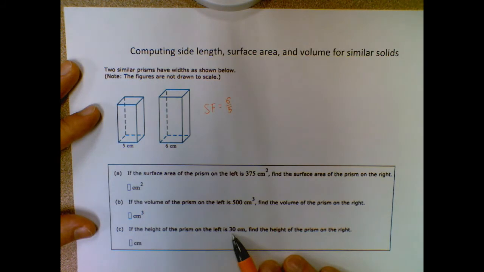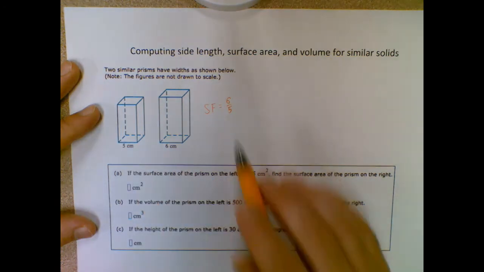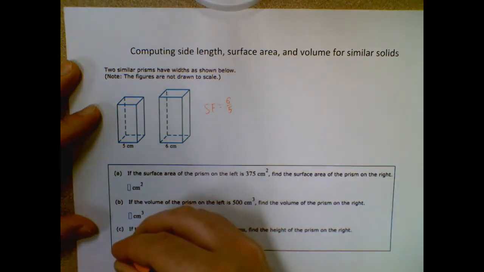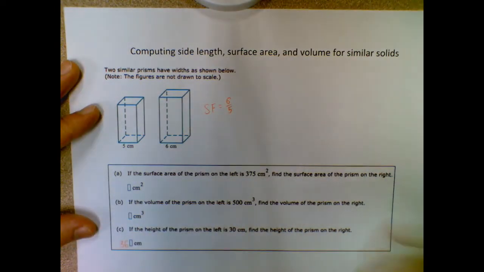So since this is just a normal unit, so we have height, our 30 on the left, we're going to use our normal scale factor. So it's just 30 times 6/5, which will land us at 36 centimeters for the height.